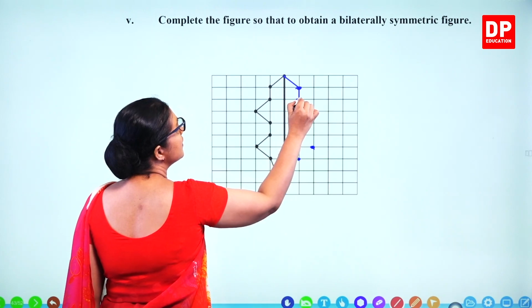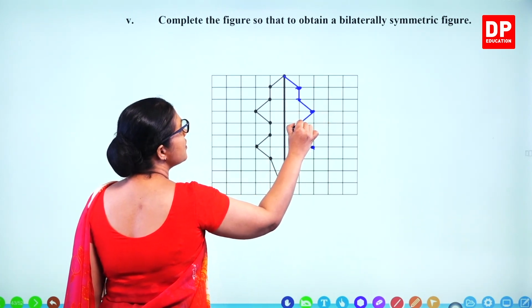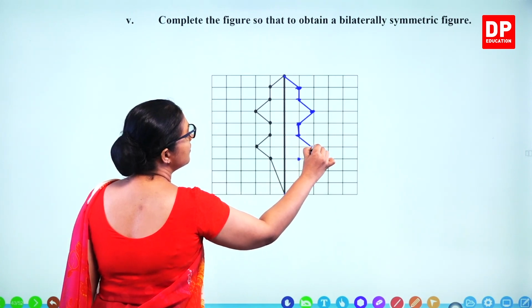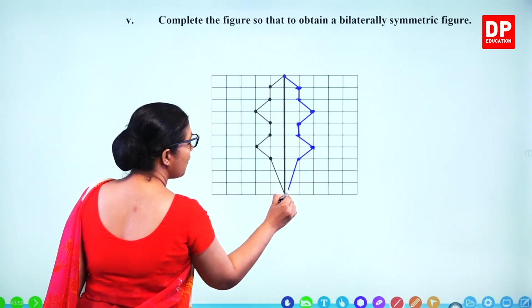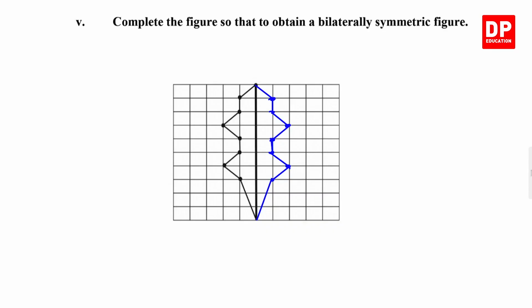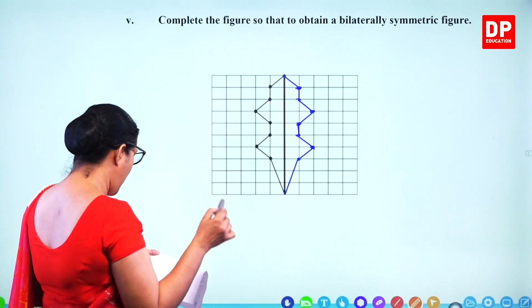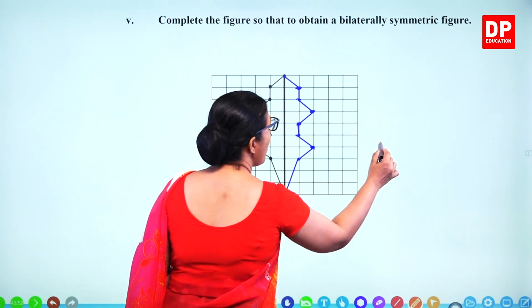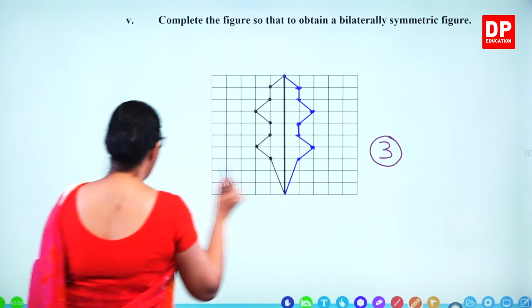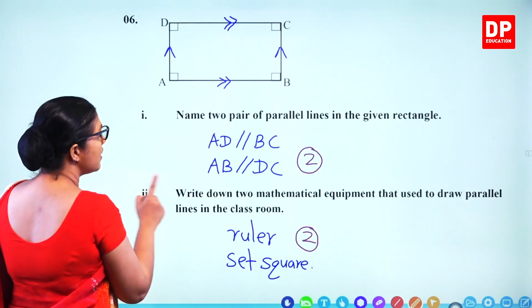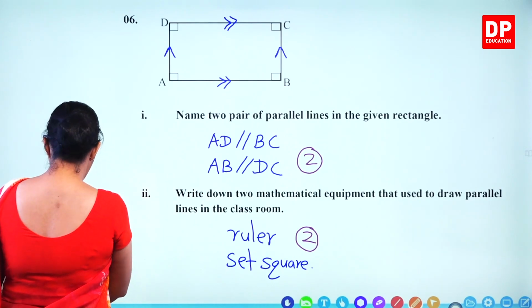Here, here. Then this point, again, here. Then finally up to here. So that's the bilaterally symmetric figure. One axis of symmetry. So 3 marks for drawing this diagram. So 3, 4, 7 and 4, 11 marks.